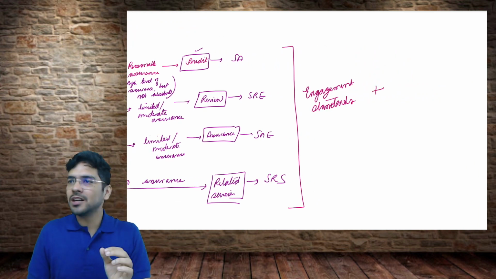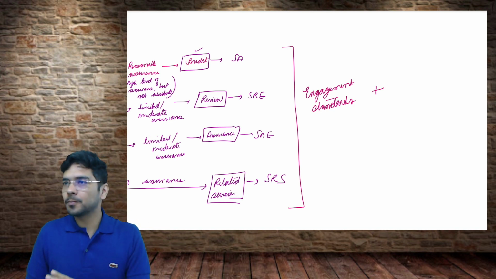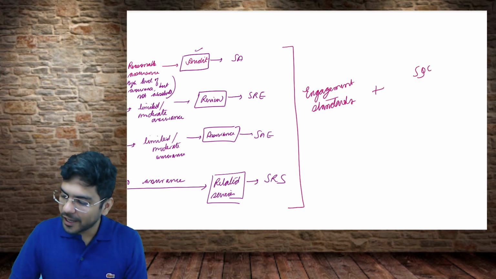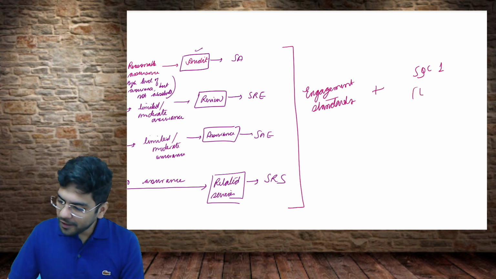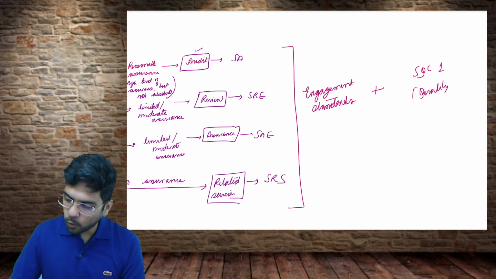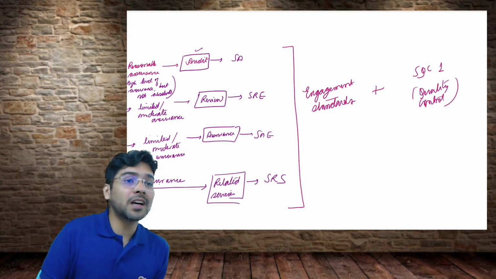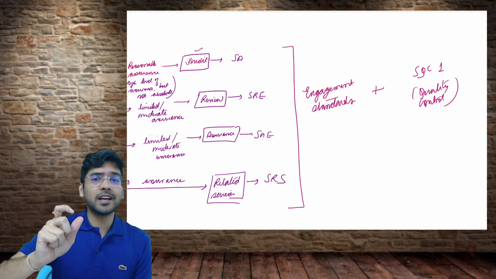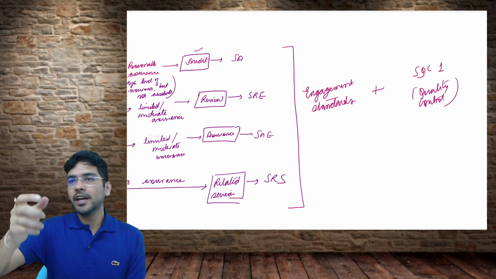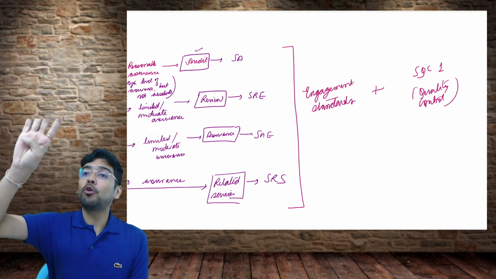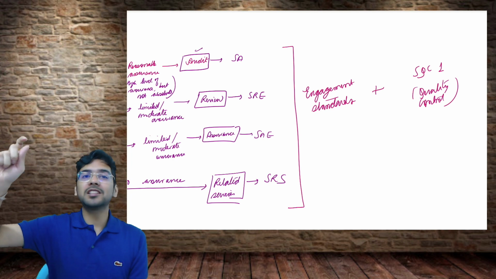And at present we have only one standard with respect to quality, which we call SQC 1. We call it as what standard? This is nothing but a quality control standard. Okay, so please make it very clear, guys. When I say engagement standards, it would only mean how many standards? Four standards collectively. We call it as engagement standard.